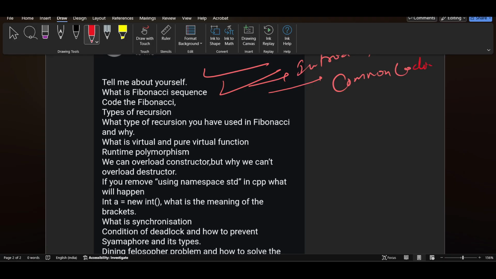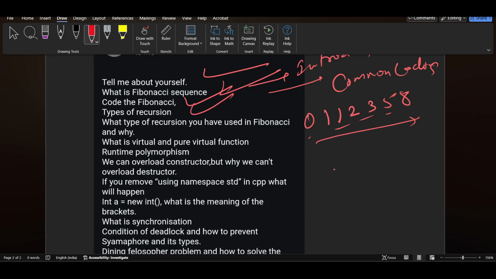Nothing difficult here. Fibonacci, we all know, we sum the last two digits, like sabse pehle there will be 0, 1, we will sum it, then again 1, then 1 and 1 is 2, then 2 and 1 is 3, then 3 and 2 is 5, then 5 and 3 is 8. So this kind of sequence we call Fibonacci. We need to write this code. We can write this using recursion. We can write this using some iterative approach also. Okay. Then code for Fibonacci, types of recursion.